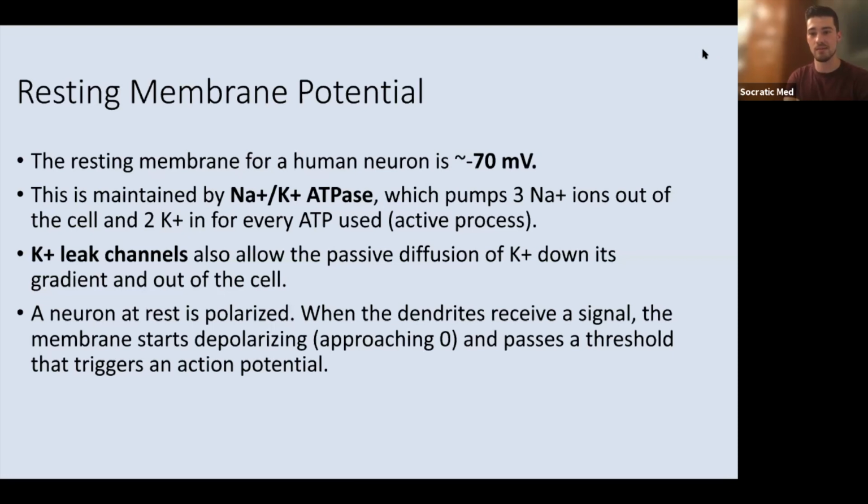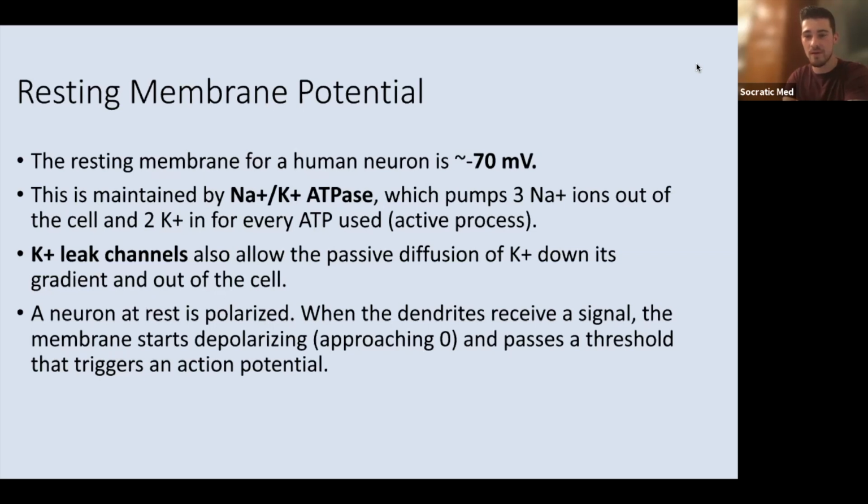And how does the cell maintain this? How does the cell keep charge? Through ions. There are two pretty important proteins that you should know about. It's maintained by the sodium-potassium ATPase, also called the sodium-potassium pump. It pumps 3 sodium ions out of the cell and 2 potassium ions into the cell for every ATP used. This is an active process, because we're pumping these ions against their concentration gradient, their electrochemical gradient, I should say.